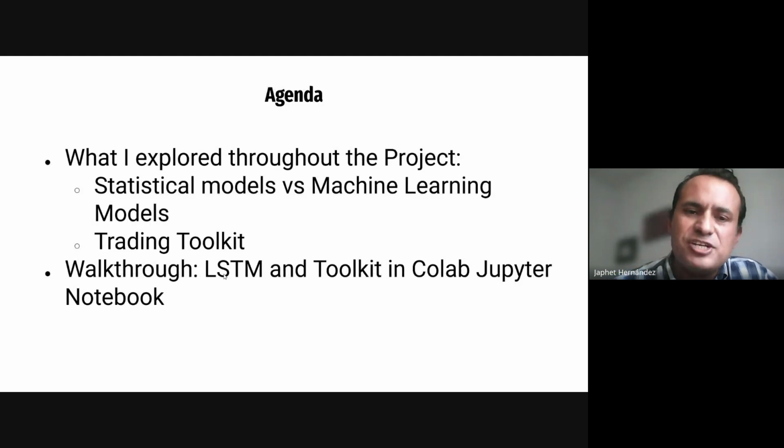So, the quick agenda. We're going to explore a bunch of things, but pretty much we can summarize that in what I explored through the project. We will make a very quick benchmark of statistical models versus machine learning models that I explored in this project. And we will cover a trading toolkit that we used during this project. At the very end, we will make a walkthrough in the Colab Jupyter notebook and explore the details of the long short-term memory neural network and the trading toolkit that I applied for this project.